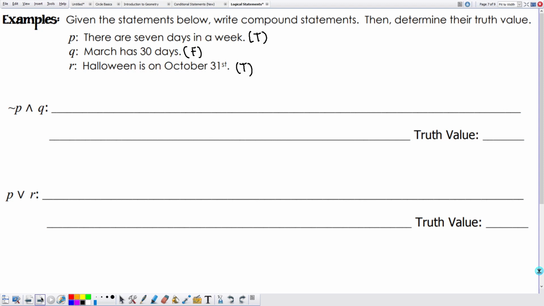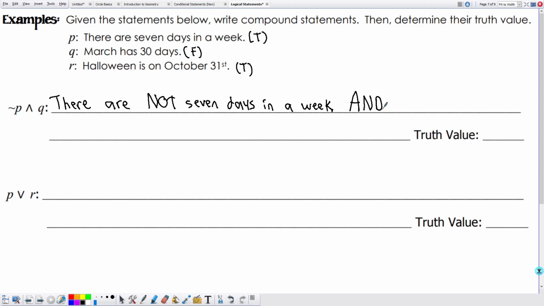So we have statement P, which is there are 7 days in a week. The negation of that is there are NOT 7 days in a week. Notice the not is in all capitals because I'm signifying this is the logical not that we're using because it's a negation. Then up arrow implies, again, we're using a conjunction, so join it with the word and.